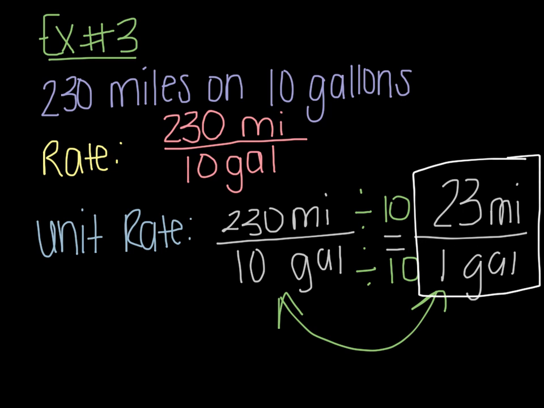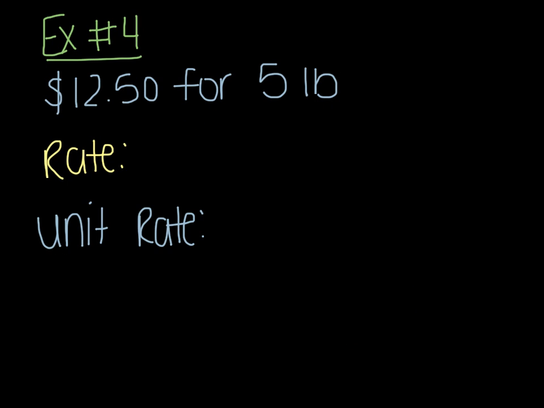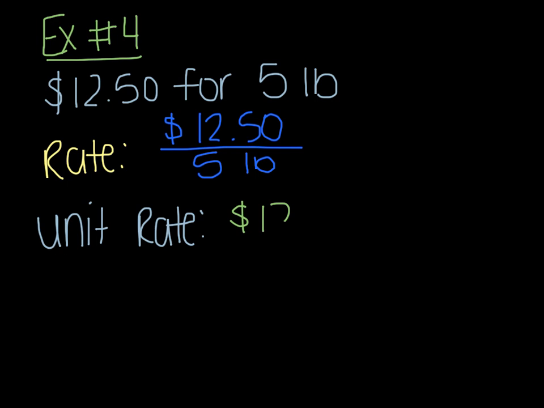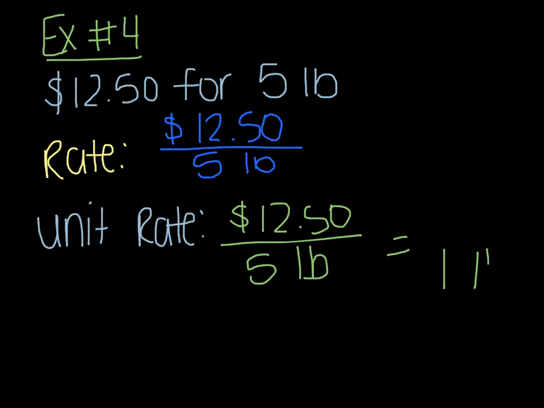Example number 4, $12.50 for 5 pounds. So $12.50 over 5 pounds is my rate. I rewrite that down here for my unit rate. And now I want to see how much does it cost for 1 pound. I know how much it costs for 5 pounds. But let's say I wanted to buy 7 pounds. I need to know how much that would be. So I first have to get it to 1 before I can calculate that.